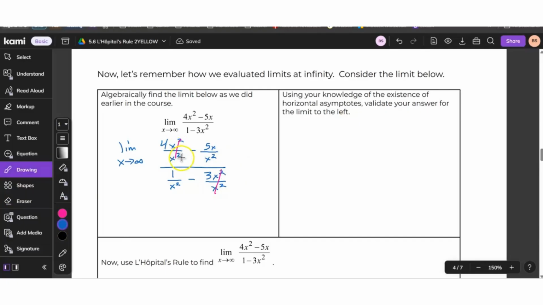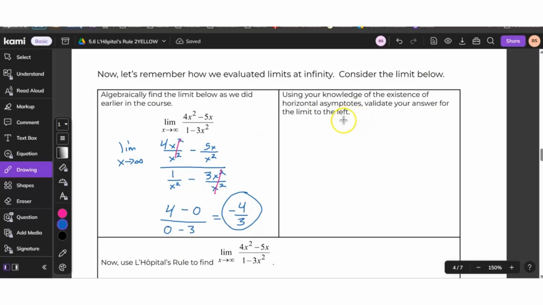Okay, so let's do this now. Ready? So now, when we do this, right, if we plug it in, we're going to get 4, right? Minus 5 over infinity is 0. 1 over infinity is 0. Minus 3, so we get -4/3. That's how we did it in pre-calc.